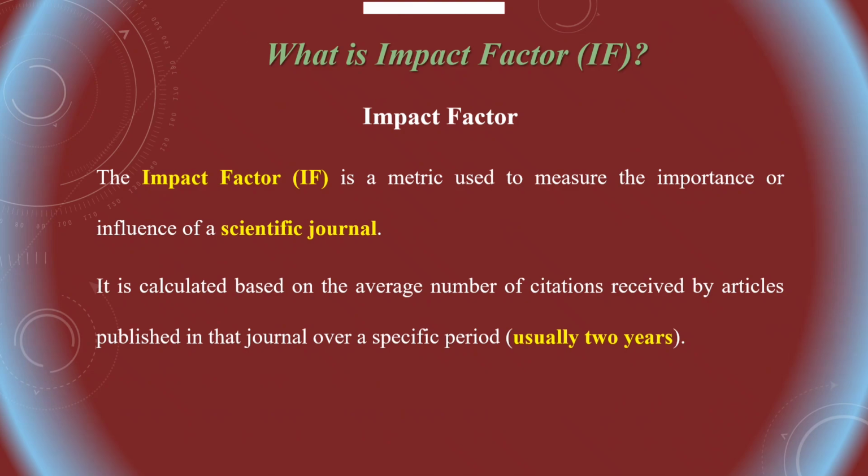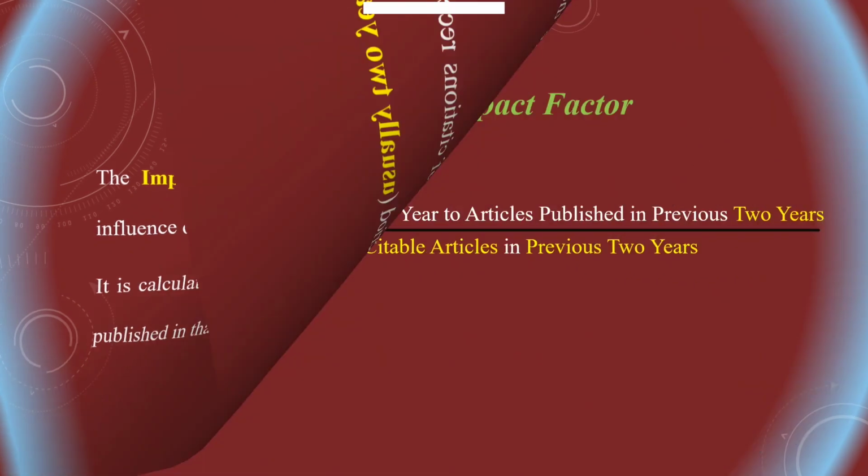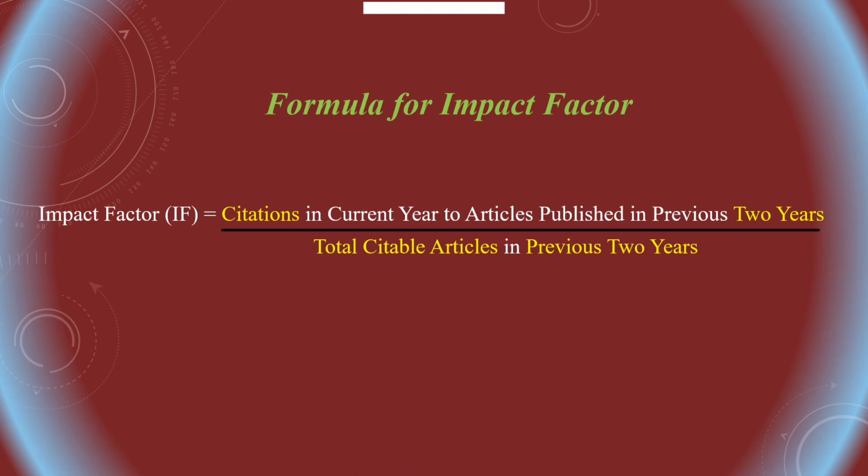It is calculated based on the average number of citations received by articles published in that journal over a particular scientific period, and usually it is 2 years. Now, let me discuss a well-known formula which is used for calculating the impact factor of a research journal. That formula is basically citations in the current year to articles published in the previous 2 years over total citable articles in the previous 2 years. So, let me explain it with the help of an example.